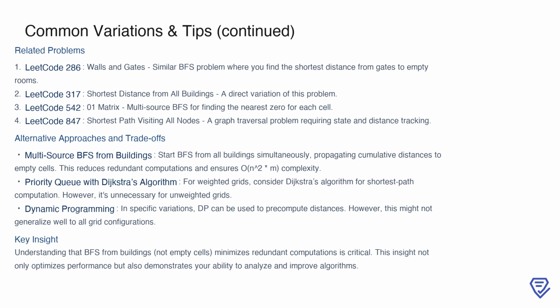When it comes to alternative approaches, starting BFS from all buildings simultaneously is a powerful optimization. This multisource BFS reduces redundant computations and achieves an O(n^2 * m) complexity, which is much more efficient. For weighted grids, Dijkstra's algorithm can be considered, though it's unnecessary for unweighted grids like this one. In some variations, dynamic programming may also be used to pre-compute distances, but it's less generalizable. The key insight here is understanding that BFS from buildings minimizes redundant computations, a critical realization that not only improves performance but also demonstrates your ability to refine algorithmic solutions.